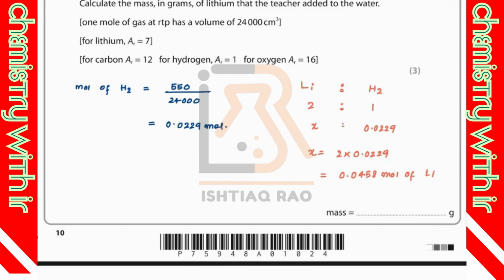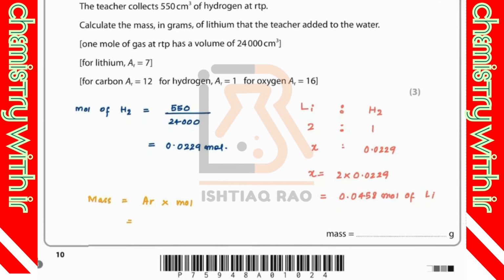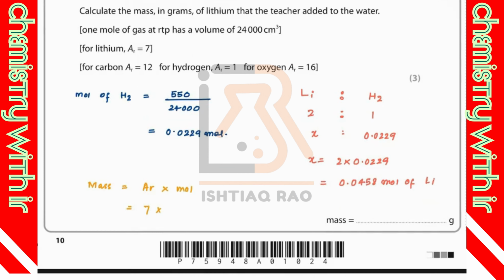Now they want us to find the mass of lithium. Mass is equal to Ar multiplied by mole. Ar of lithium is 7. And the mole is 0.0458.